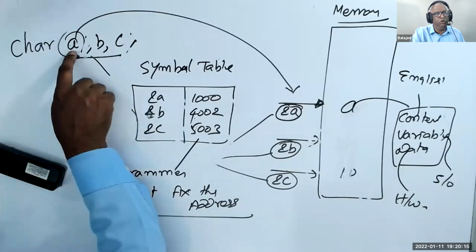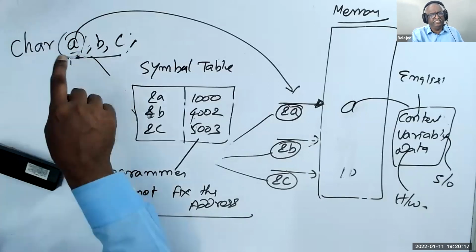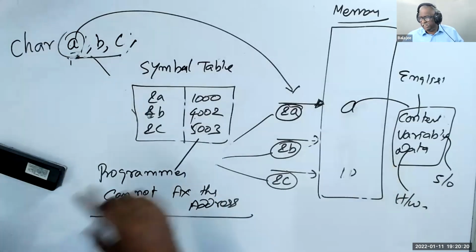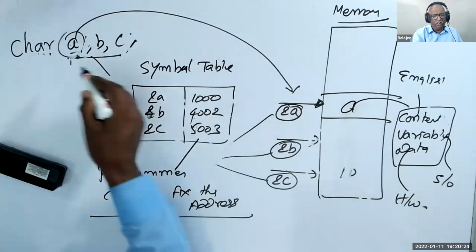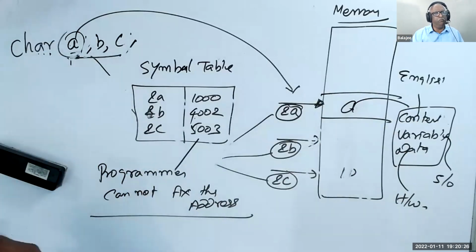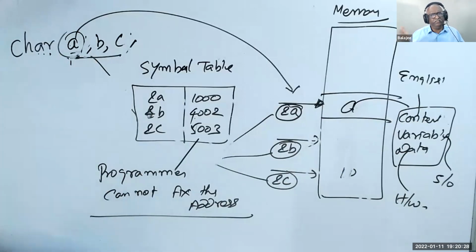So for every variable you declare in a C program, corresponding memory is allocated. It depends on size. Char means 1 byte, short means 2 bytes, int means 4 bytes, and long means 8 bytes. Is it clear?